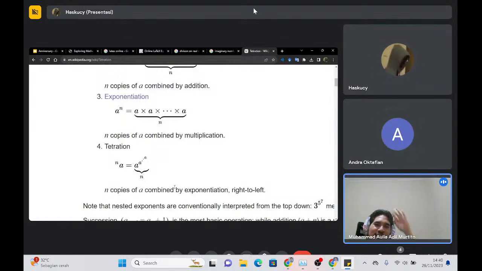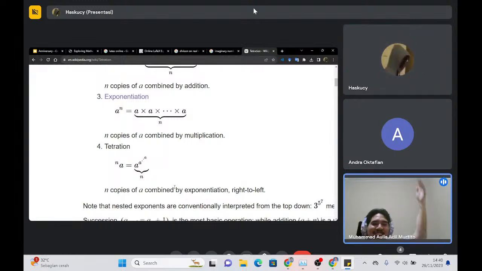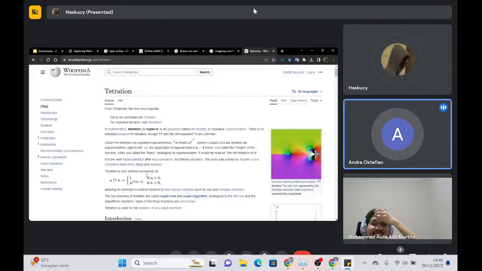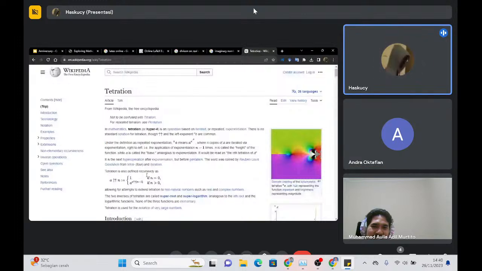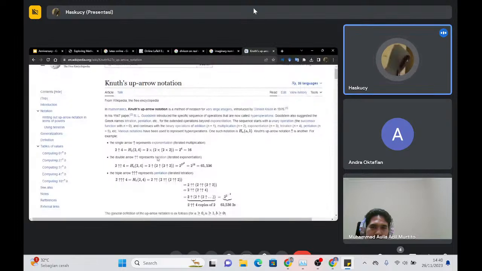Is there an operation even more meta than tetration? Actually, there is. It's called hyper operation. Is there even more meta than that? Well, there is an iteration. The general form is called Knuth up arrow notation.